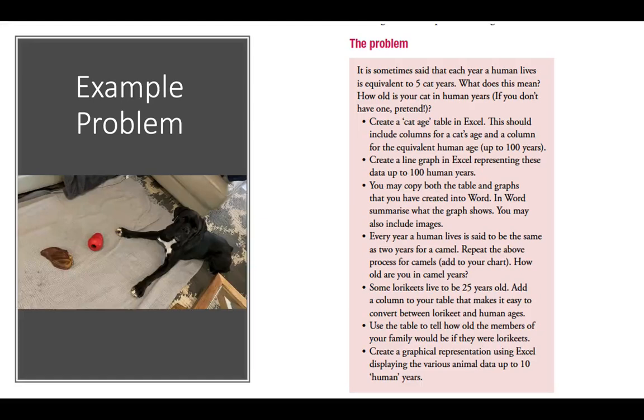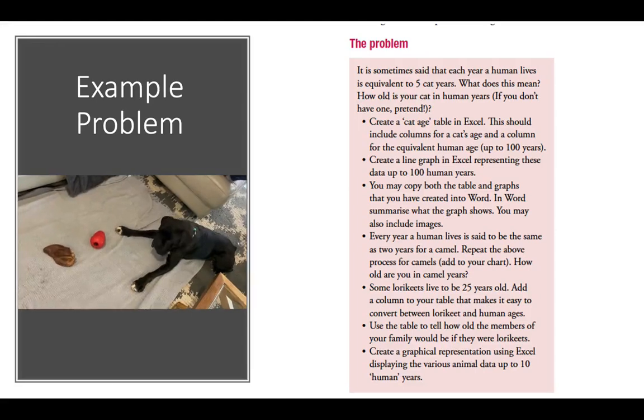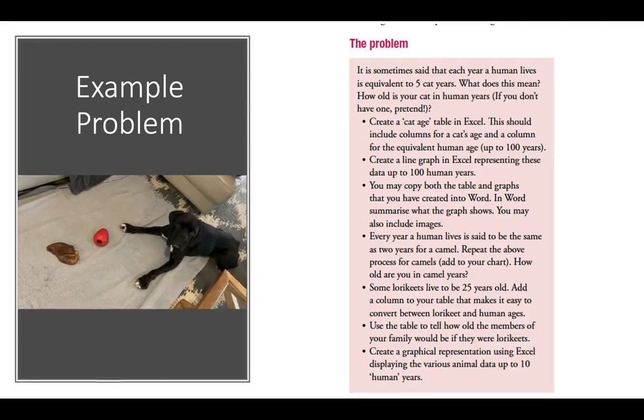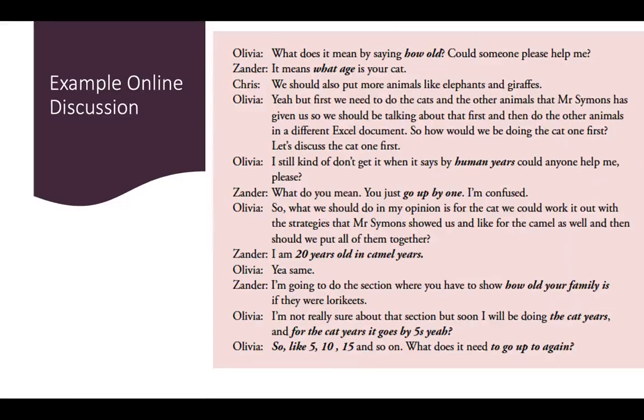Here's an example of one of the problems. It is sometimes said that each year a human lives is equivalent to 5 cat years. What does this mean? How old is your cat in human years? If you don't have one, pretend. Create a cat age table in Excel. Create a line graph in Excel representing the data up to 100 human years. And then the problem asks them to think about other animals too, like camels and lorikeets and various other things. Here's an example of some discussion that the students engaged with in the online environment.